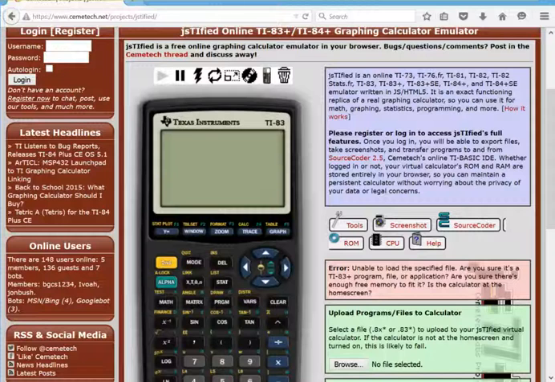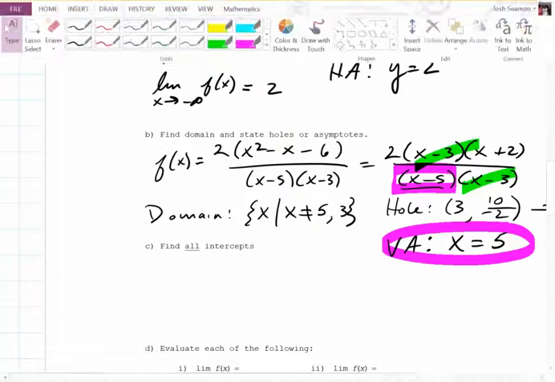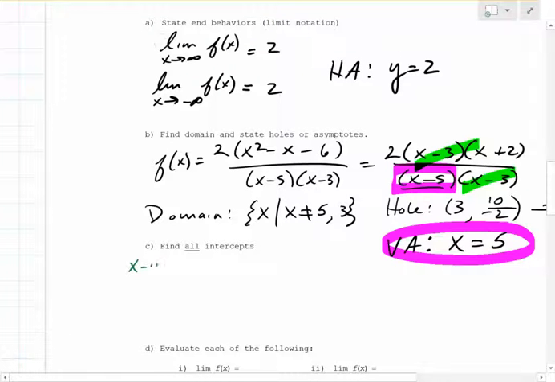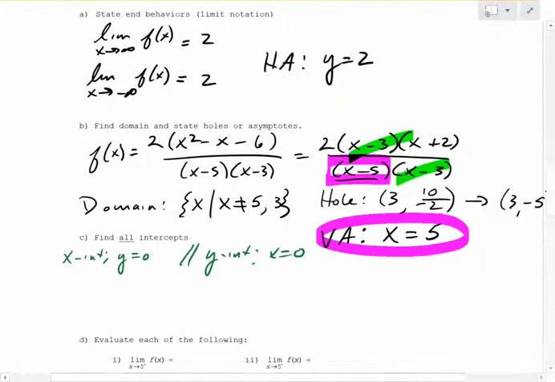How many types of intercepts are there? There are 2 intercepts. X-intercepts are when y is 0, and y-intercepts are when x is 0. So which one do you want to do first? If you do the y-intercept, you just look at this again. It's going to be 2 times (0 plus 2) over (0 minus 5), which is 2 times 2 over negative 5.